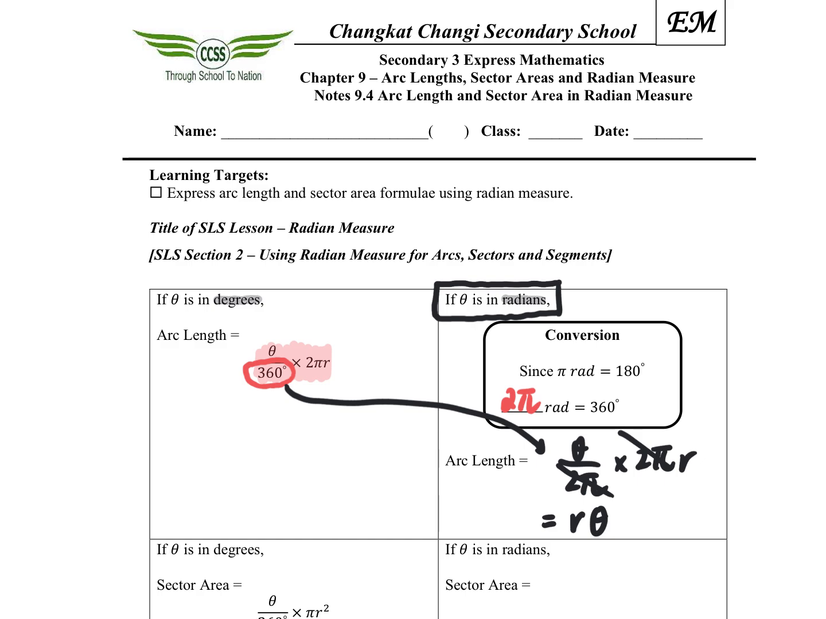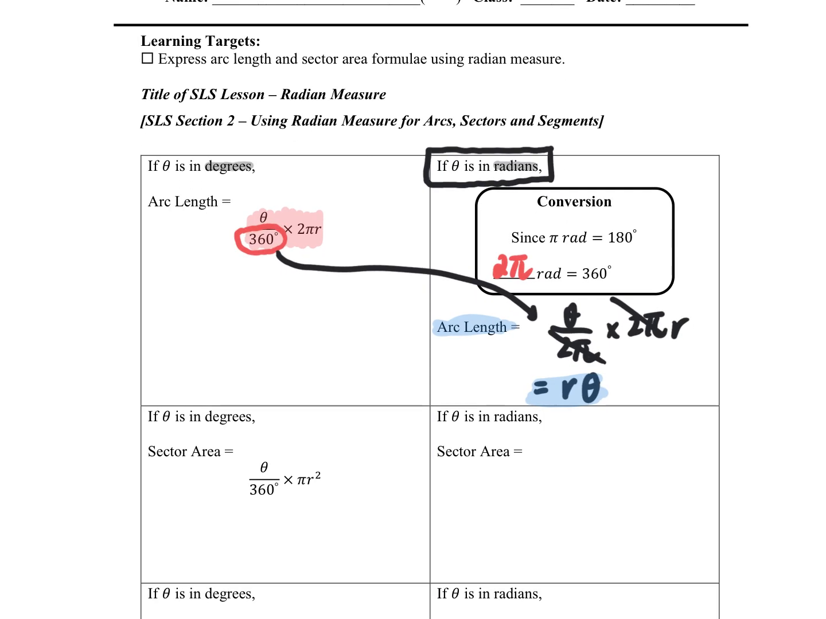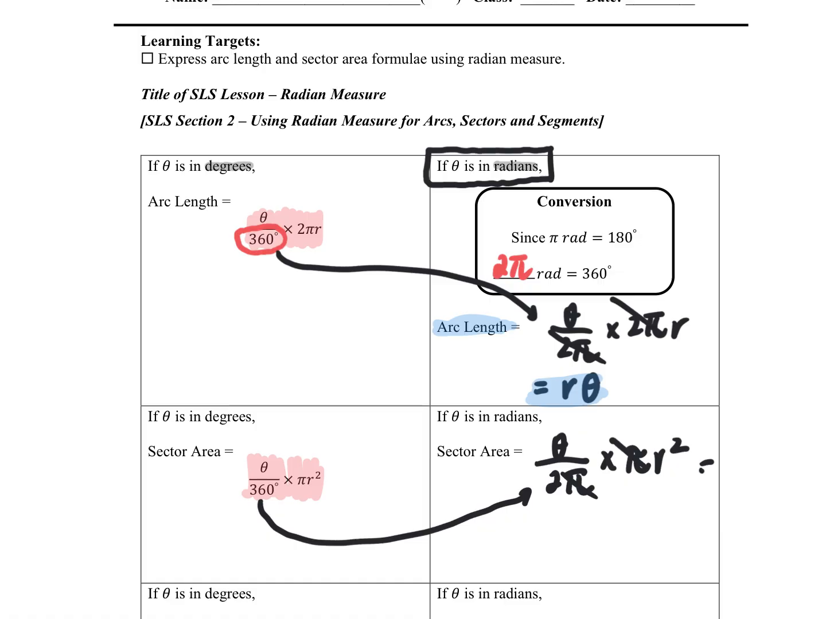Wait, so is R the radians? R is radius. Then theta is the angle, but it's given in radians. Okay, same thing, the same formula that we have learned. But if you change your angle to radians, instead of writing 360, you write 2 pi. Okay, and then you combine. Okay, r square theta over 2.